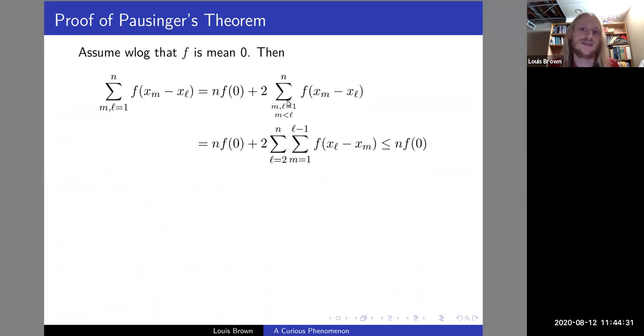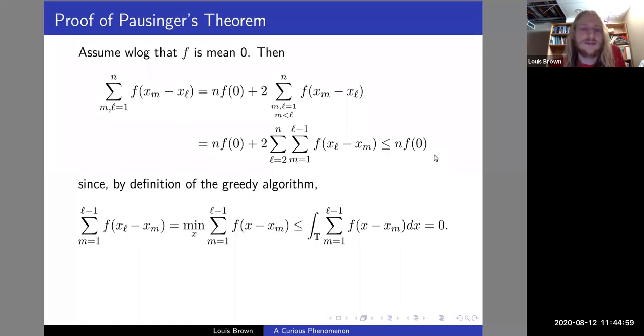And the reason I can make this a 2 is because we're assuming our function is even. So f of xm minus xl equals f of xl minus xm. So we're just assuming that m is less than l, and sorting the terms that way. And then I can just rewrite that sum as the sum as l goes from 2 to n and m goes from 1 to l minus 1. And I claim that this whole expression is at most n times f of 0.